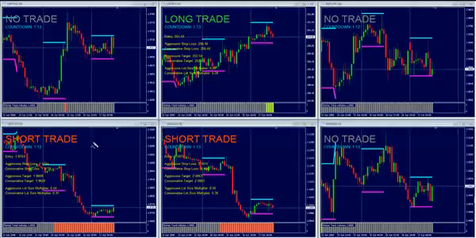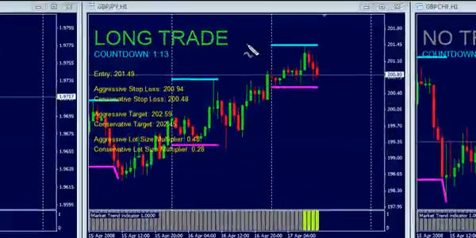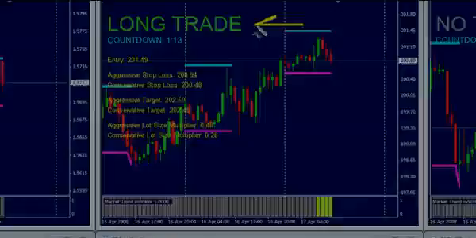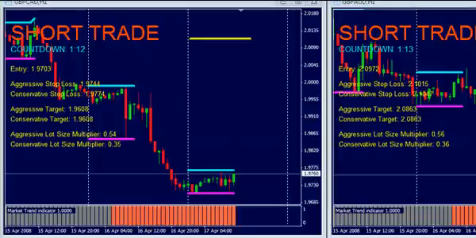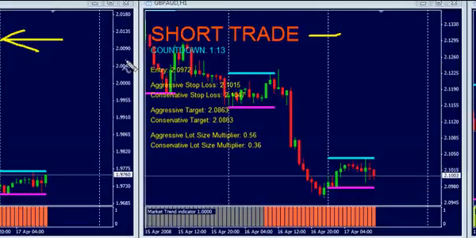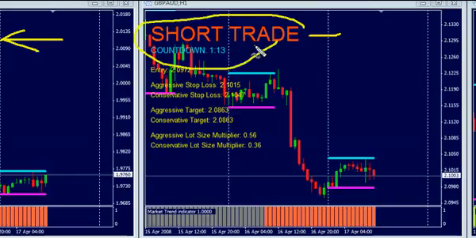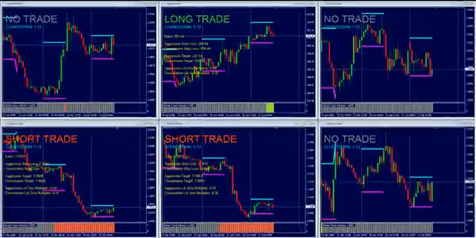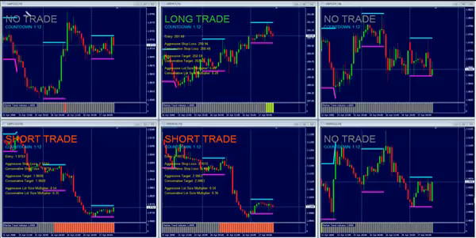Oh boy, good. A long trade on the pound yen. Let's see, a short trade on the pound Canadian dollar, and looks like also a short trade on the pound Australian dollar. The other 3 pound crosses, the pound American dollar, the pound Swiss franc, and the pound New Zealand dollar are being left out by my indicator.